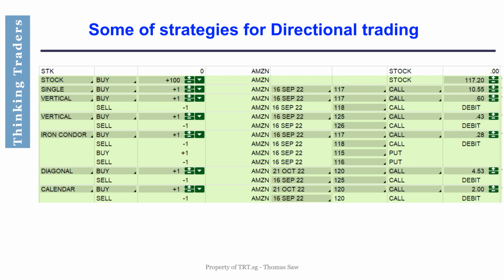Diagonal trade: we buy the at-the-money 21st October call and sell the out-of-the-money call on 16th of September. It costs you over $400, $455. A calendar is $2. So ladies and gentlemen, all these are what? All these are bullish directional trading. It means that for you to make money, the market must move, even $1 or $2.